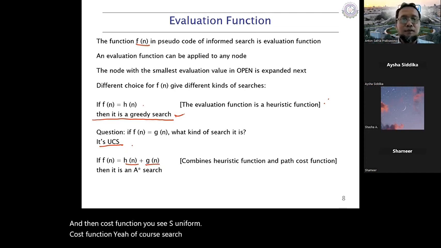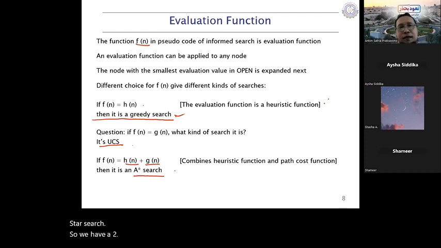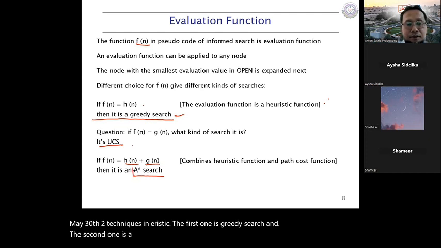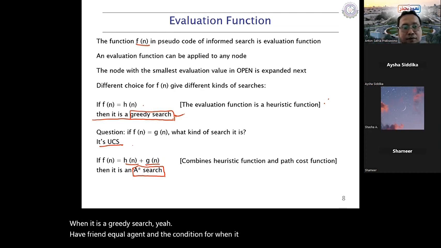Then we have A star search. So we have two techniques in heuristic search. The first one is greedy search, and the second one is A star search. This is the condition: when it is a greedy search, Fn equals Hn, and when it is A star search, Fn equals Hn plus Gn.